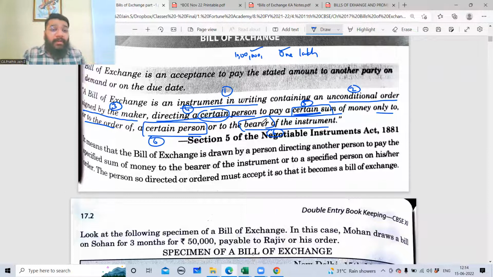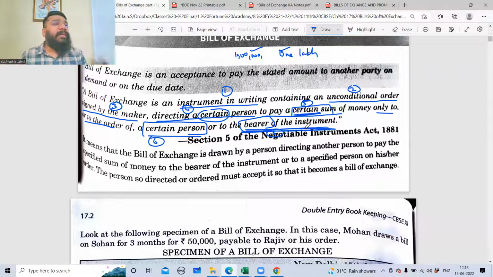If that point is mentioned, if the bearer of the instrument should get the payment, like that, if the wording is given, the person whoever is having the bill, he will get the money. For example, I gave this bill to Saraswat. So Saraswat has to come and give this bill to me. Only I'll pay this to Saraswat.